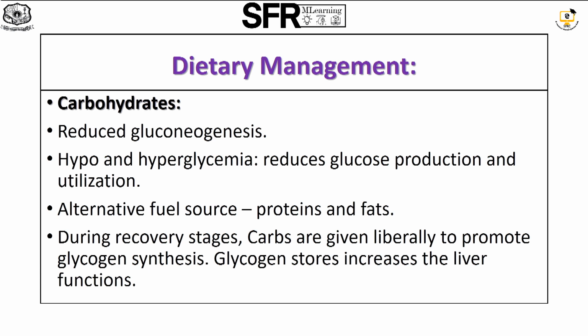So, alternative fuel sources should be given more importance, like proteins and fat. Proteins will be given more importance to provide energy if the person is not having encephalopathy or high ammonia concentration in the blood and so on. And fat is provided as an alternative fuel if the person is not suffering from steatorrhea.